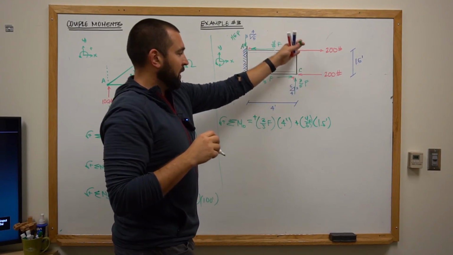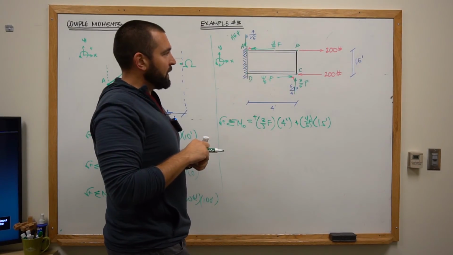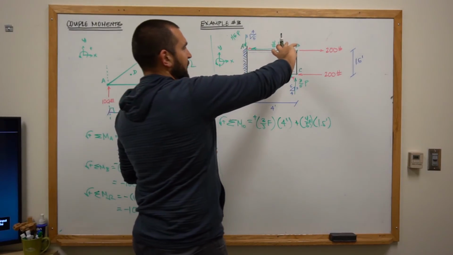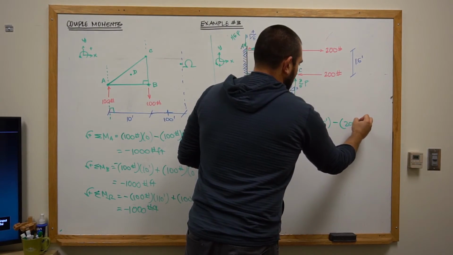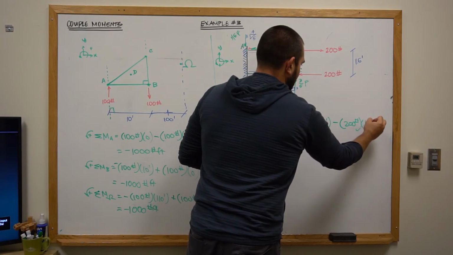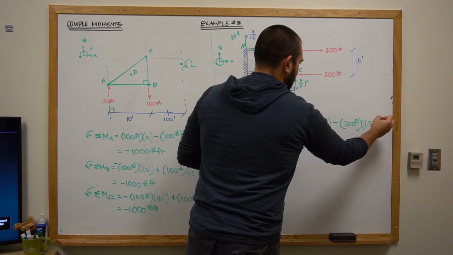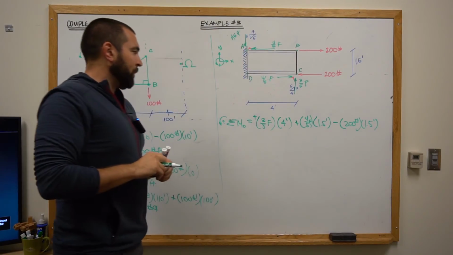And finally, these two 200-pound forces, that couple right there, that is causing a clockwise rotation, so it's a negative 200 pounds times its perpendicular distance, which is 1.5 feet.